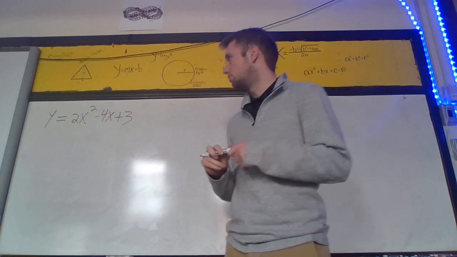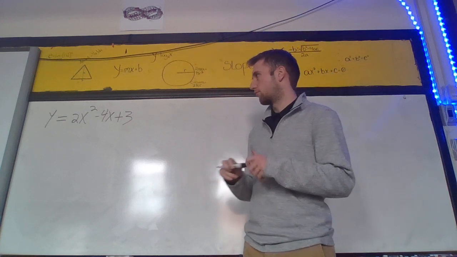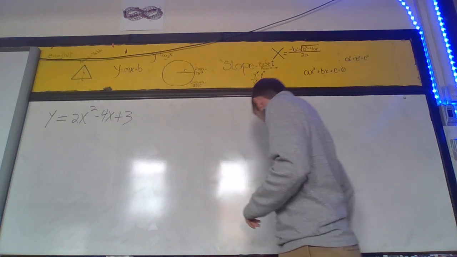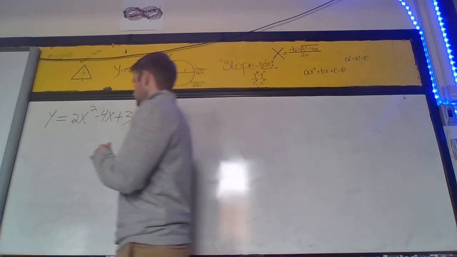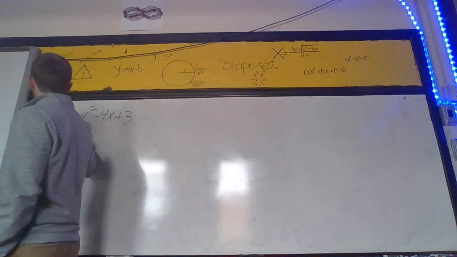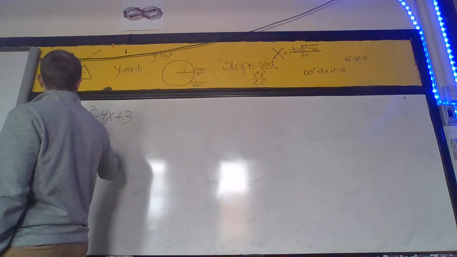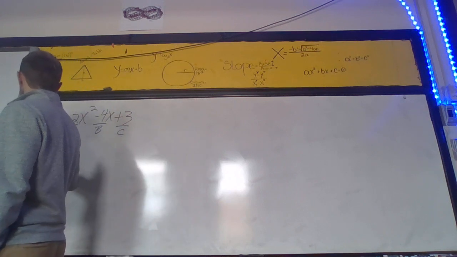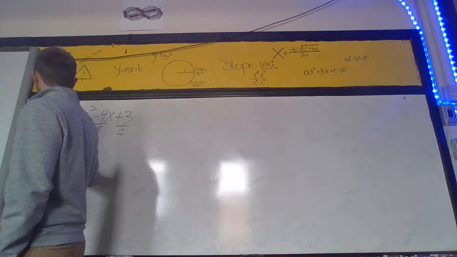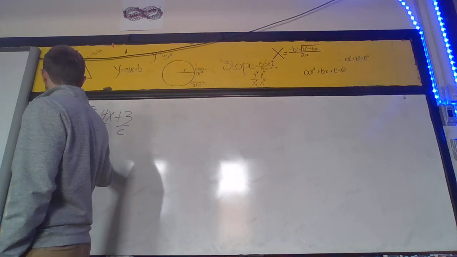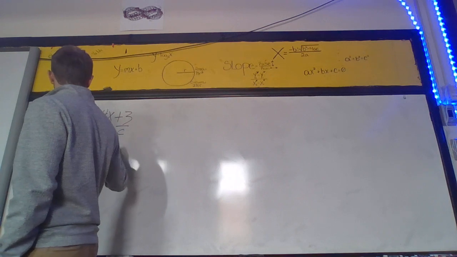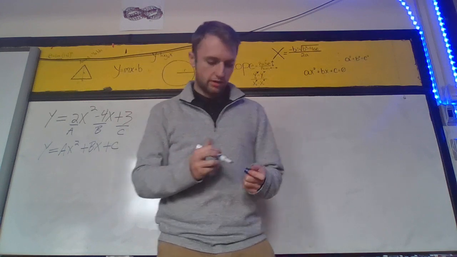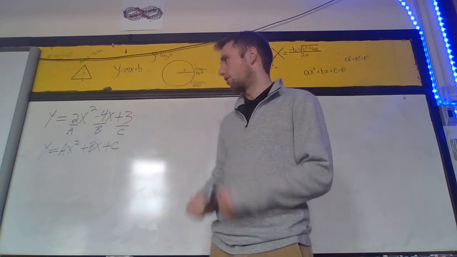You've got a leading coefficient of 2 in the first term, negative 4 for our b value, and our c value is going to be 3. So let's label that and explain where we're at. This 2 is our a value, negative 4 is our b value, and 3 is our c value. Our format is y equals ax squared plus bx plus c. This is the general outline that we use.